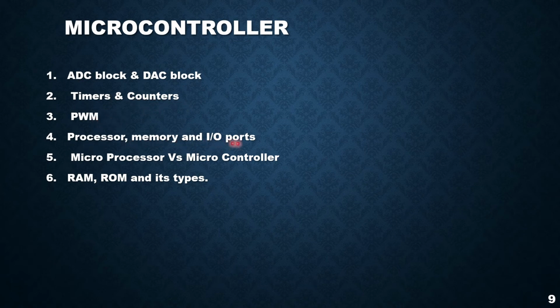and input output ports. And we also learnt about microprocessor versus microcontroller and their advantages and similarities and so on. And we also learnt about memory elements. In that we learnt RAM, ROM, and types of RAM and types of ROM.